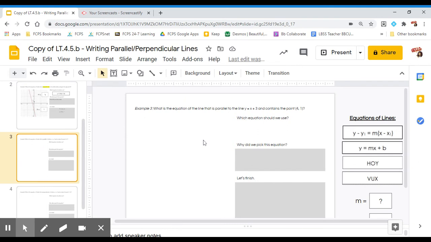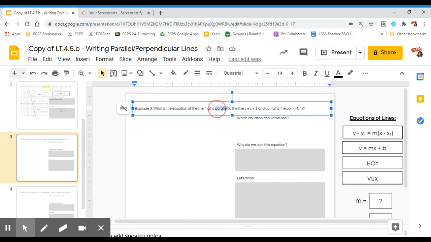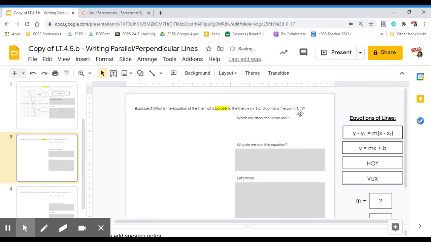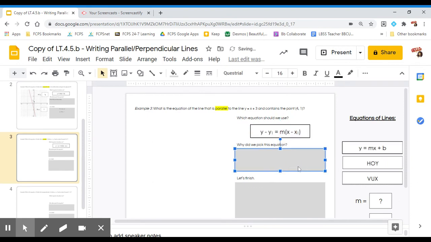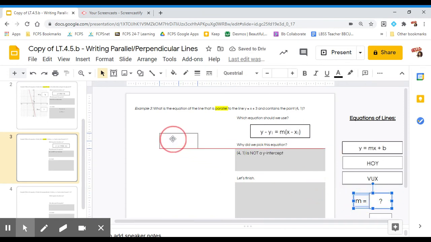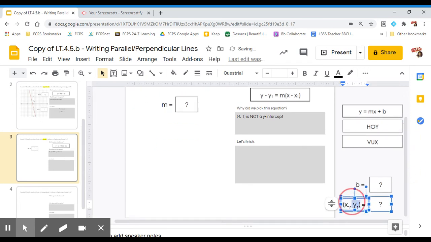Example 3, what is the equation of the line that is parallel to the line y equals x plus 3 and contains (4, 1)? Okay, so the key word here is we're looking for something that is parallel. And when I look at (4, 1), (4, 1) is not a y-intercept. So it looks like we're going to be using point-slope form. All right, so we need a slope and we need a point.